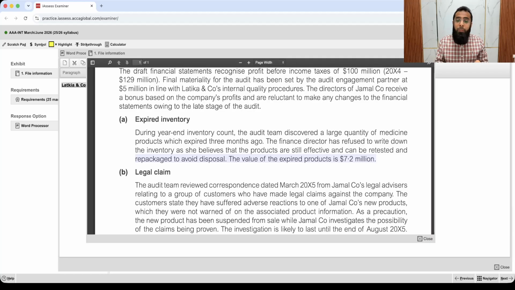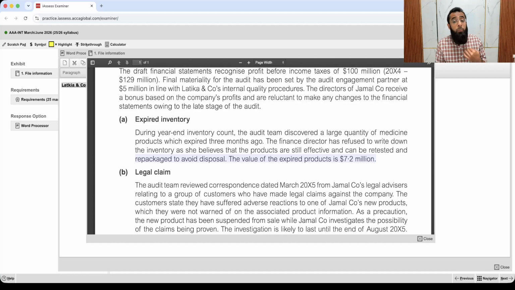Okay, so as per IAS 2, what we need to do is that this inventory needs to be written off, because we need to record it at the lower of cost or net realizable value. And since it has already expired, net realizable value will be zero. So it needs to be written off. And even if I agree with what the finance director is saying, that okay, they are still effective and we can retest and repackage them, then in that case, we need to look at its net realizable value.